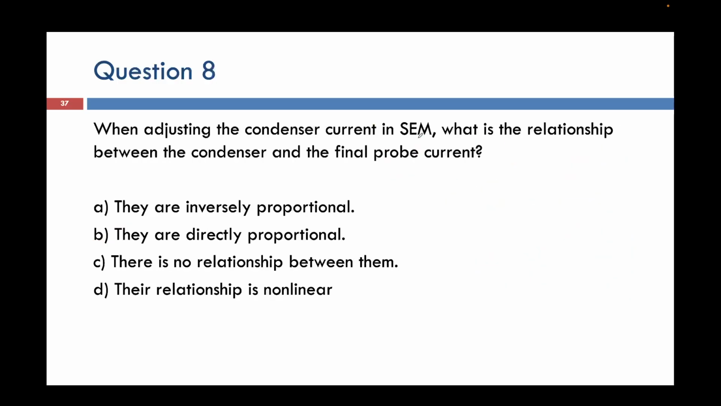Okay, next question: when adjusting the condenser current in SEM, what is the relationship between the condenser current and the final probe current? Can anyone answer? B, sir. Directly proportional. Yes, that is the correct answer. The condenser current is generally used to adjust the intensity of the electron beam, so a higher intensity electron beam finally increases the final probe current. So they are directly proportional to each other.